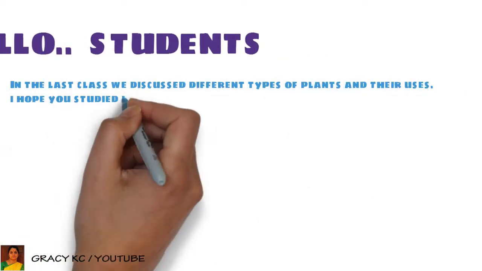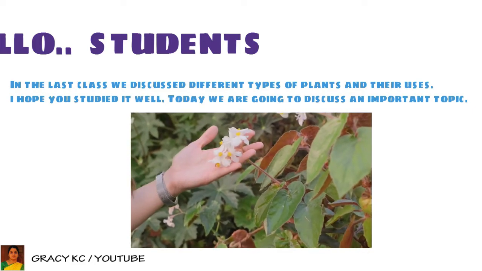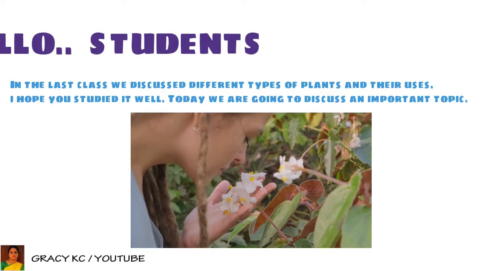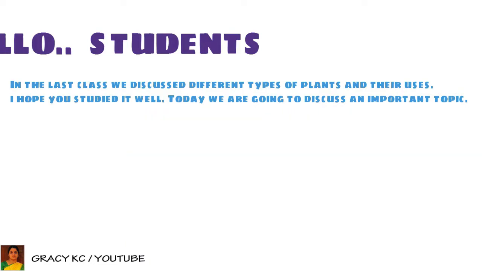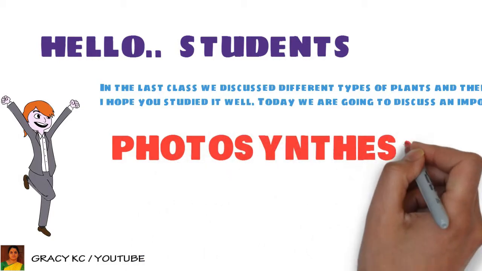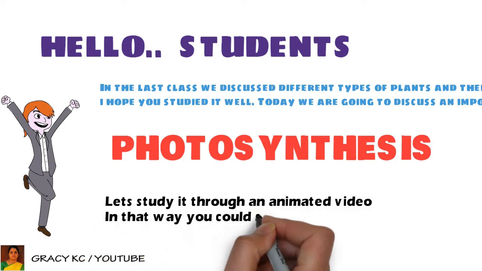In the last class, we studied different types of plants and their uses. I hope you studied it well. Today, we are going to discuss an important topic. What is that? It is photosynthesis, the process by which plants synthesize their food. Let's study it through an animated video.